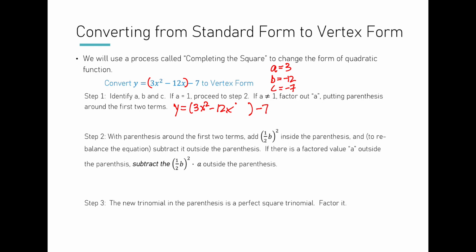Now, the first thing it talks about is factoring out a. If a is not equal to 1, we have to factor it out. So actually, I'm going to rewrite this one more time, factoring out the 3. 3 and 12 go into each other, but regardless, doesn't matter. We have to get a 1 here in front of the x squared inside the parenthesis. So if a is something other than 1, we have to divide it out. And so that's going to give me -4x.